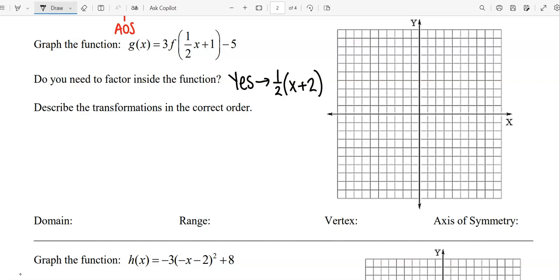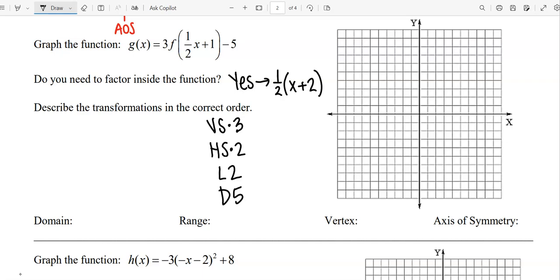And then transformations in the correct order means you need to go from left to right in your function. First, we see the 3 on the outside. What is that going to do? Vertical stretch by 3. All right. What does the 1/2 do? Horizontal stretch by 2. Good. And then that 1 is really this plus 2, which is going to do what? Left 2. And then minus 5 does what? Down 5.